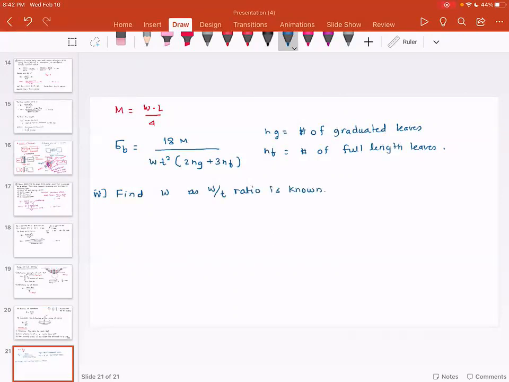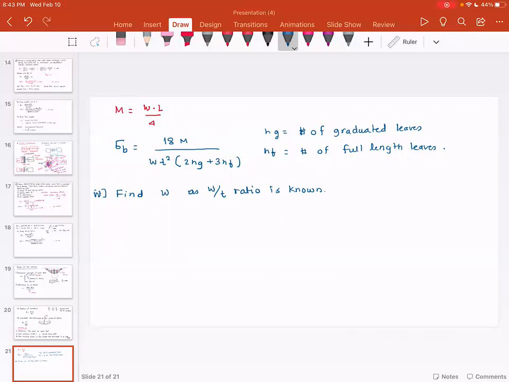This process may seem convoluted, but once we work out a problem or two, you will realize that this process is fairly straightforward. And just like any other design process, you will have to go back and forth and make corrections so that your design is safe.